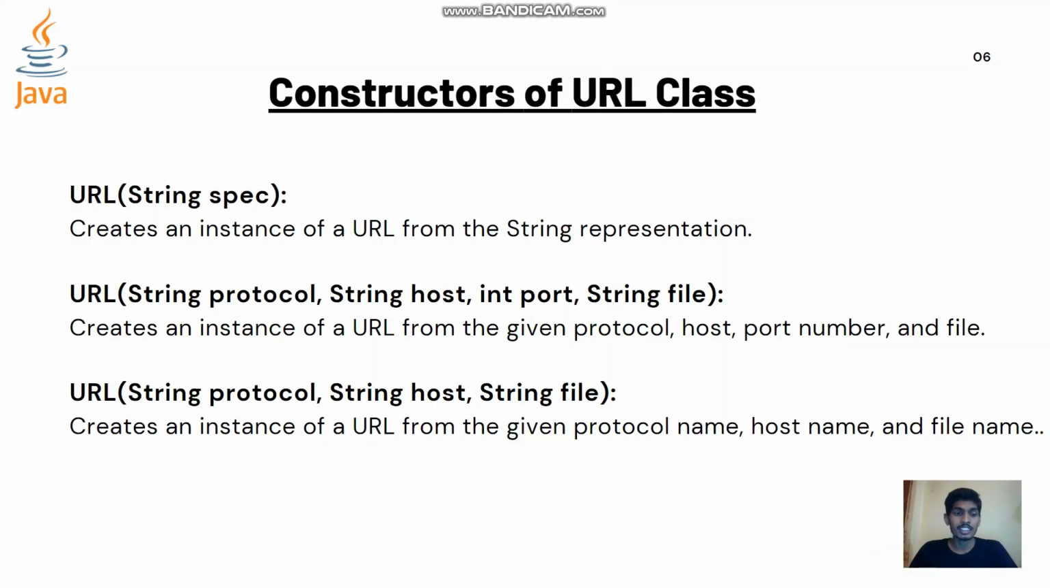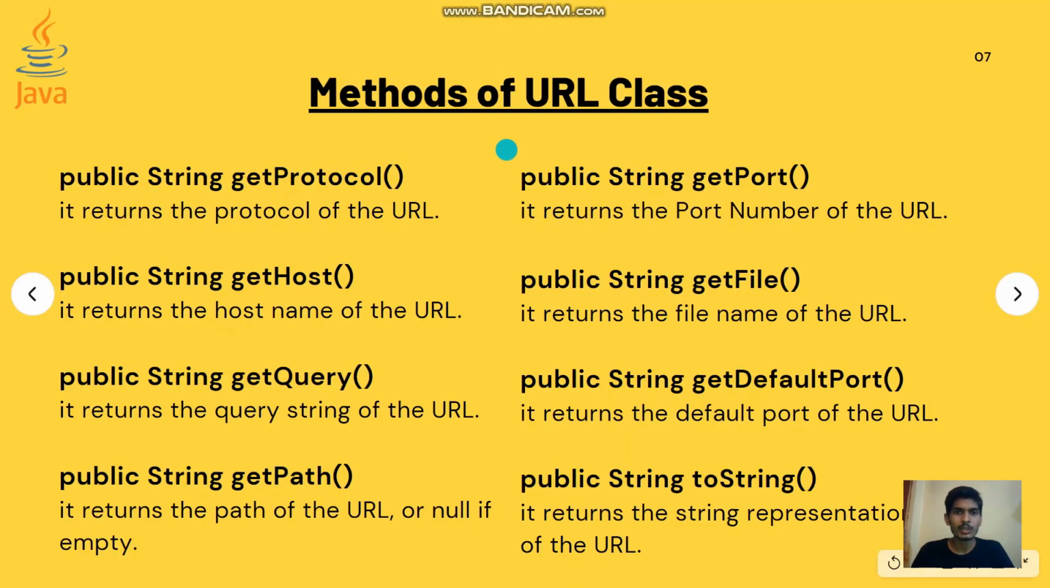Constructors of the URL class. There are many different ways to initialize the URL object. First one is used to create an instance using the string representation. In this, we pass the URL as the argument to the URL class. Second one needs the protocol, the host name, the port number and the file name as arguments to be passed. Third one uses the protocol used like HTTP, host name and the file name to create an object.